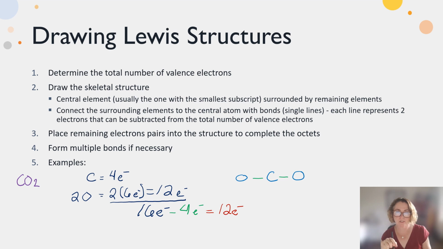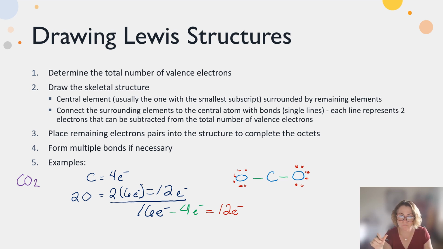My recommendation is that you take those extra electrons and always put them on the outside atoms first, and then if you have any left over, put them on that middle atom. So I'm going to take these 12 electrons and put them on my oxygens. Once I have done that, I've used up all my electrons, I have 16 in here, and I need to check to make sure the octet is satisfied for every atom in this structure.